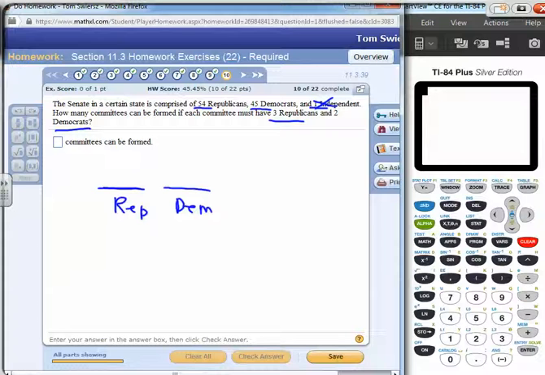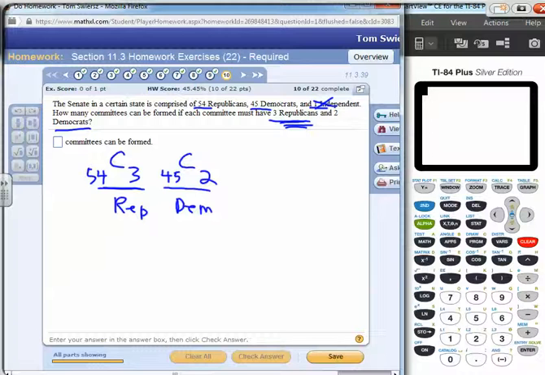Now, Republicans, you're selecting 3 on the committee. Order doesn't matter. Whether you're picked first, second, or third, you serve on the same committee. If order doesn't matter, it's a combination. The total number of Republicans is 54, and we're selecting 3. Democrats, same idea. 2 Democrats from 45. Order doesn't matter, so just the numbers are different. Total of 45, and we're selecting 2.